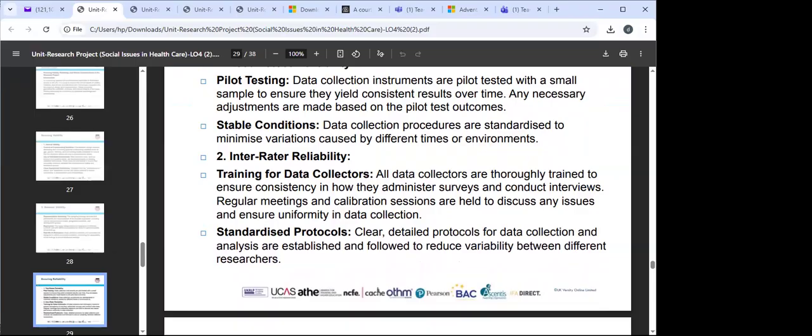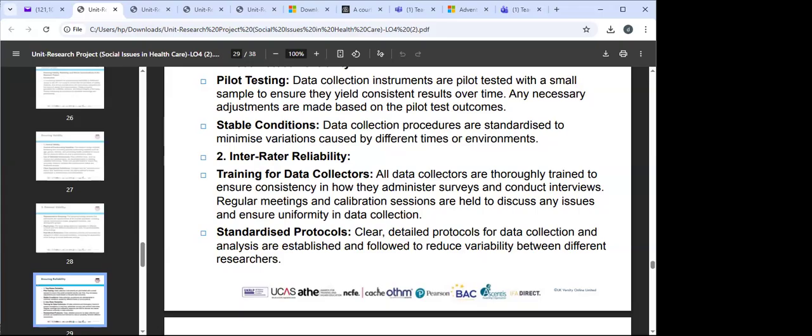Okay. Training for data collectors. All data collectors are thoroughly trained to ensure consistency in how they administer surveys and conduct interviews. Of course, if you don't train somebody well and he conducts an interview which is not the best approach, or ethical, and not consensual, then it's going to be a problem. It may lead to a fight or argument, and you don't want to get yourself in such situations because you only want data collection. So the people that you send out need to be really trained. They need to have consent, and if you're taking videos of people, you need to seek consent from them. Regular meetings and calibration sessions are held to discuss any issues and ensure uniformity in data collection.